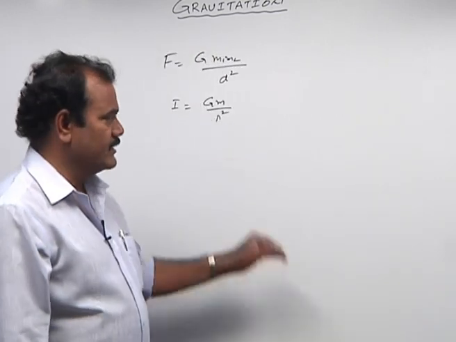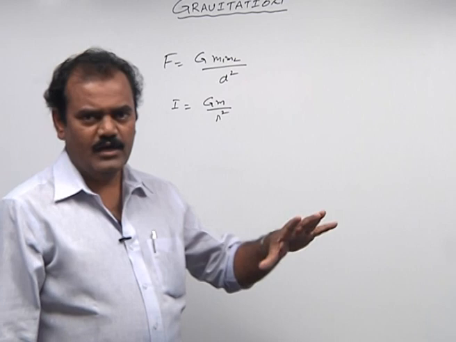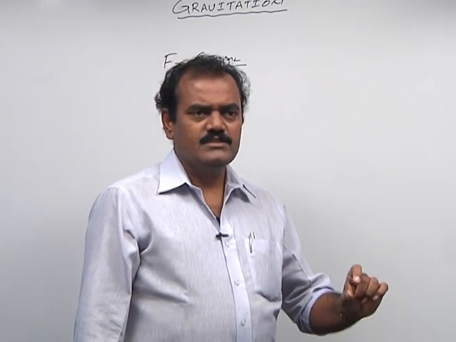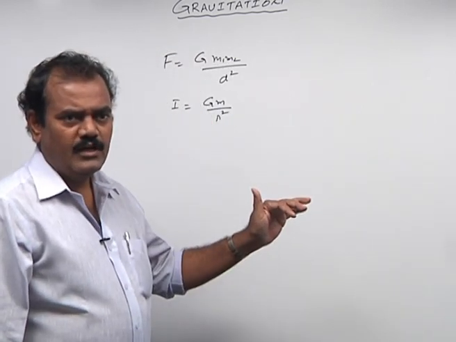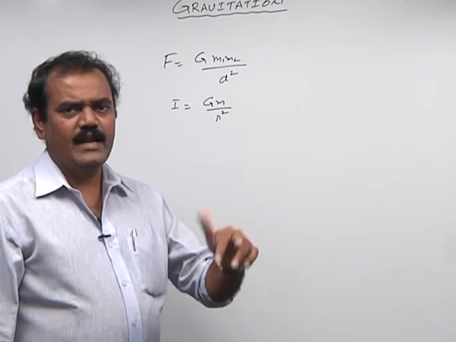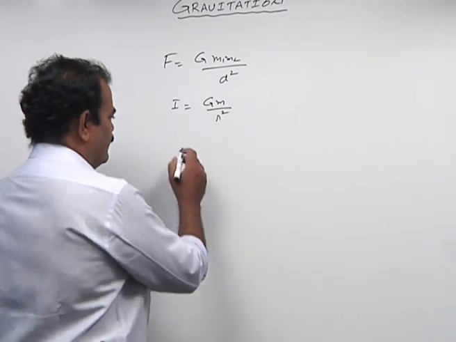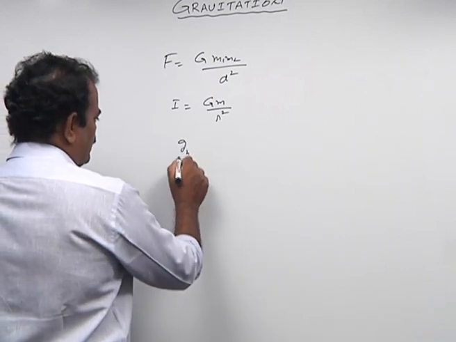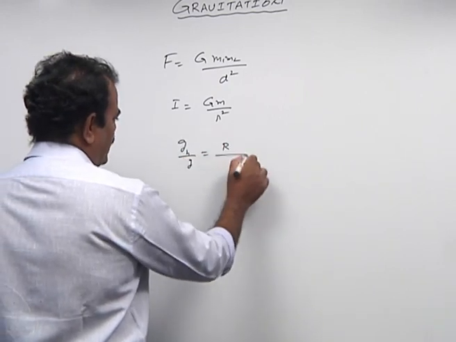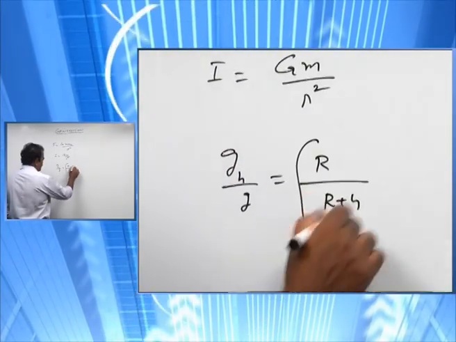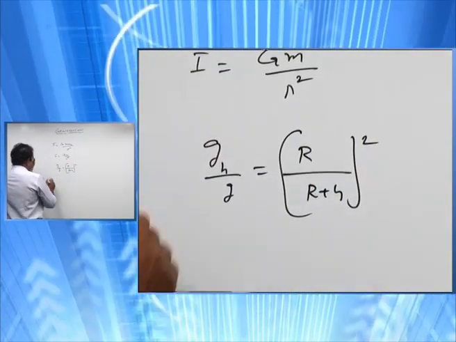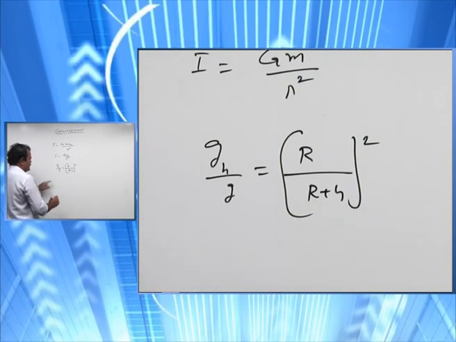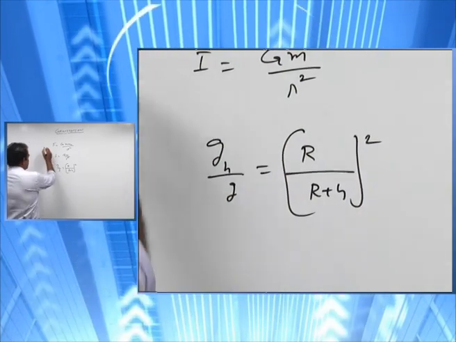So that is the intensity of gravitational field, and thereafter it is the variations of small g. Under the topic variations of small g, we have discussed the altitude, the depth, and after that the latitude. For altitude we have the formula: g_h by g is equal to r by r plus h whole square. That is the effect of the altitude.